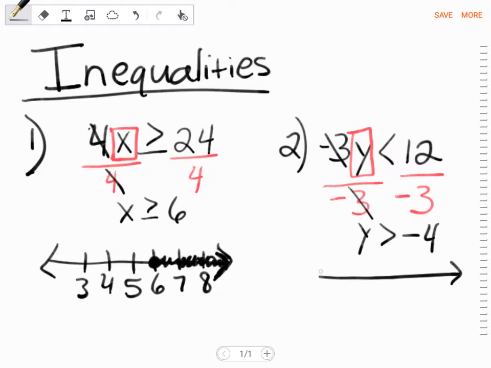So when we graph this, put my negative 4 here. This will be my negative 5. This is my negative 3, negative 2. And we're saying y is greater than negative 4. So since it cannot be equal to negative 4, we're putting an open circle, and we're shading in everything that's greater as well.